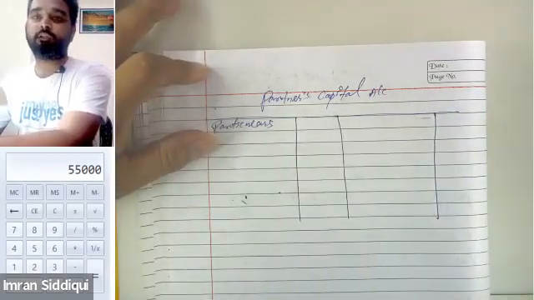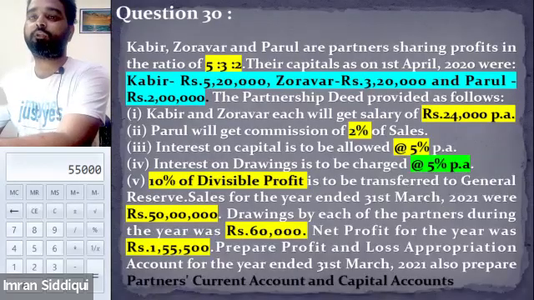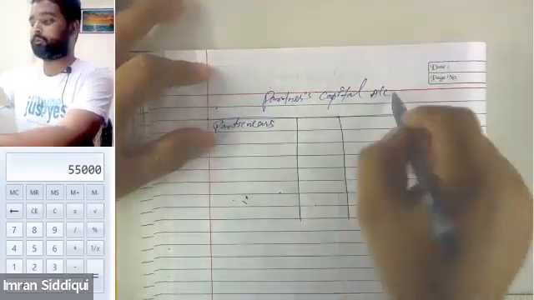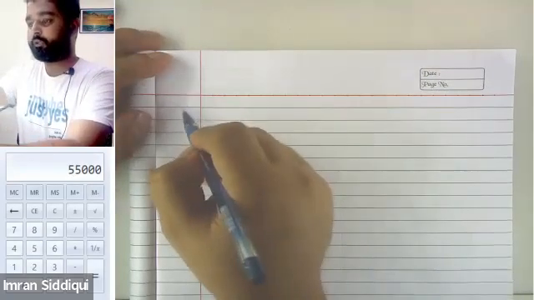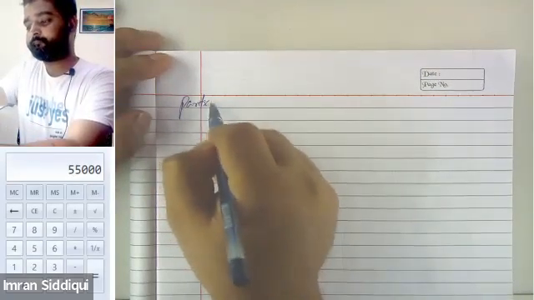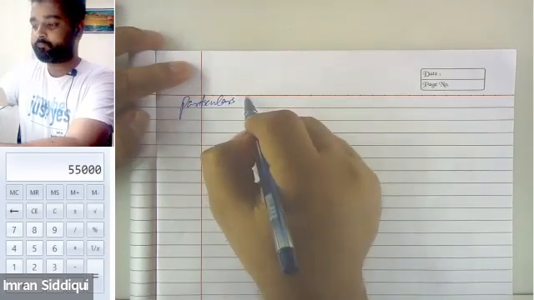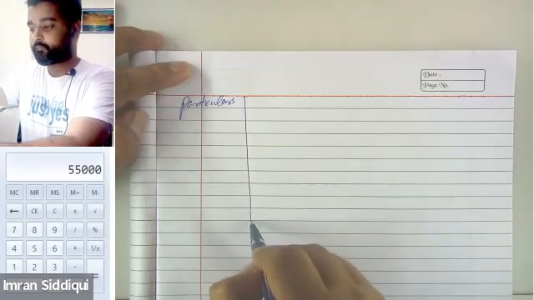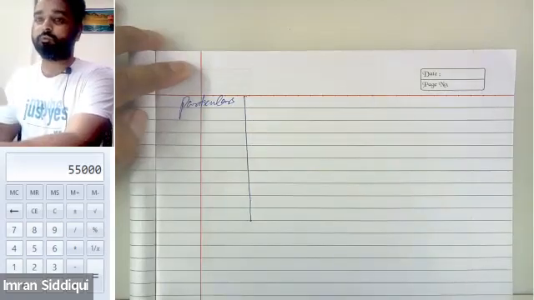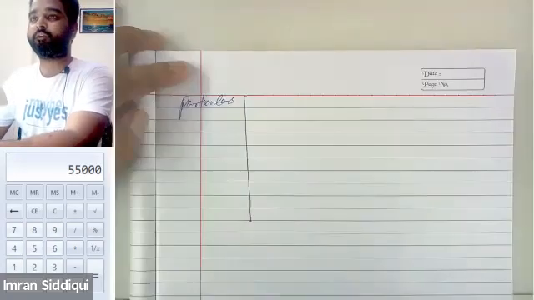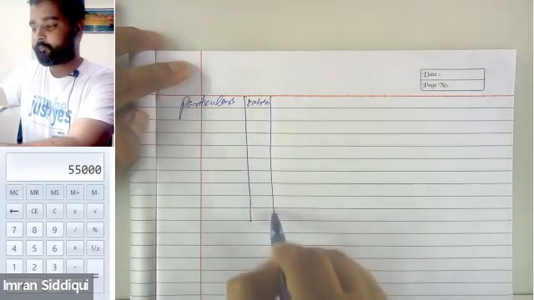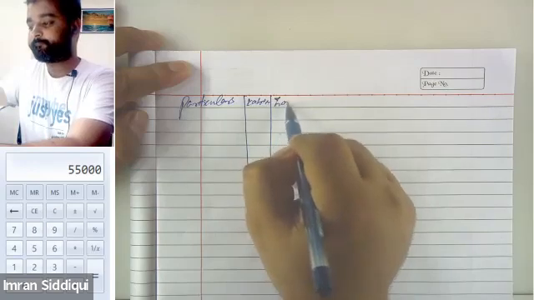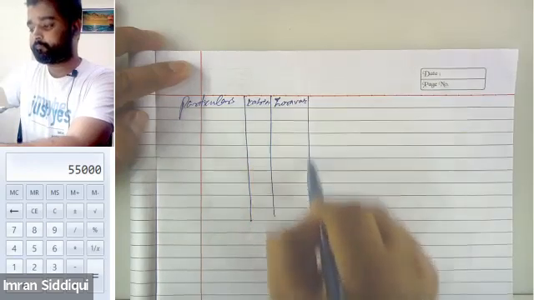How many partners are there? There are three partners. Let me make it again. Particulars. Then Kabir, Zoravar, and Parul.